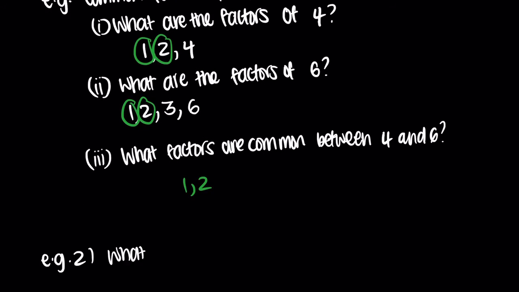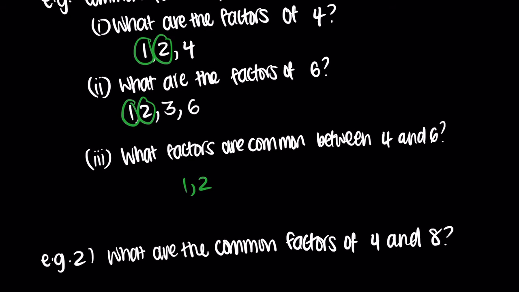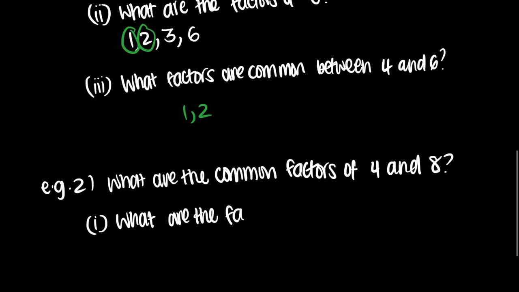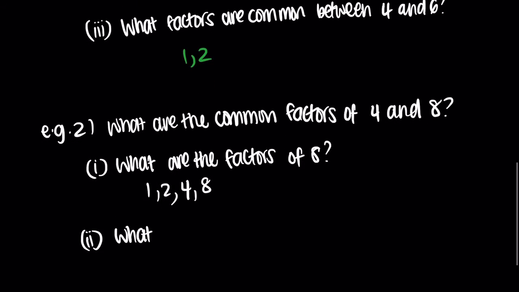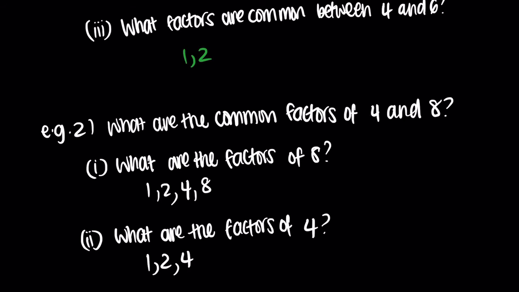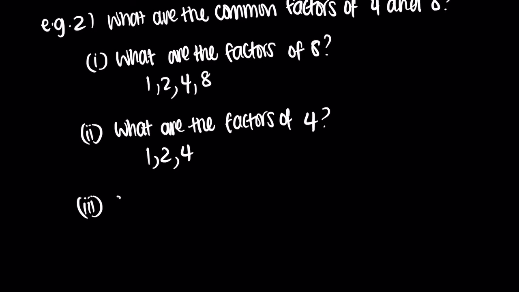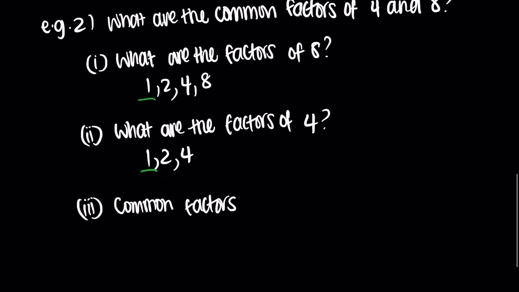So let's do another example. What are the common factors of 4 and 8? Well, what are the factors of 8? These are 1, 2, 4, and 8. Step 2, the factors of 4. These are 1, 2, and 4. And so the common factors of 4 and 8 are 1, 2, and 4.